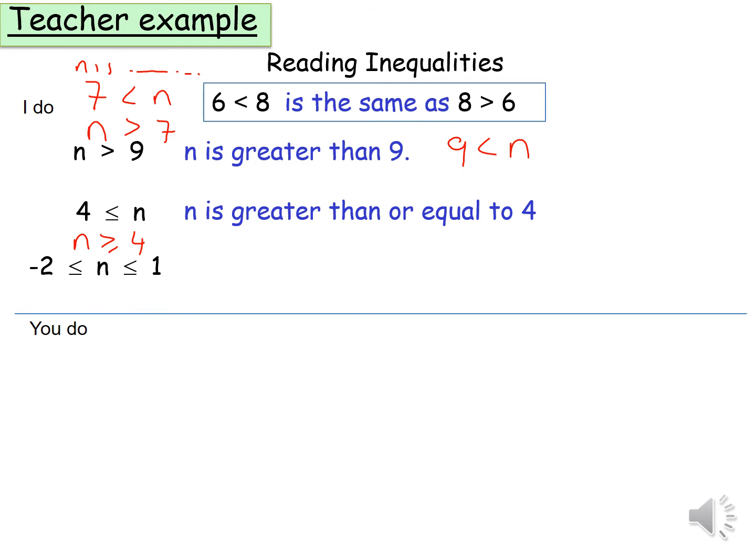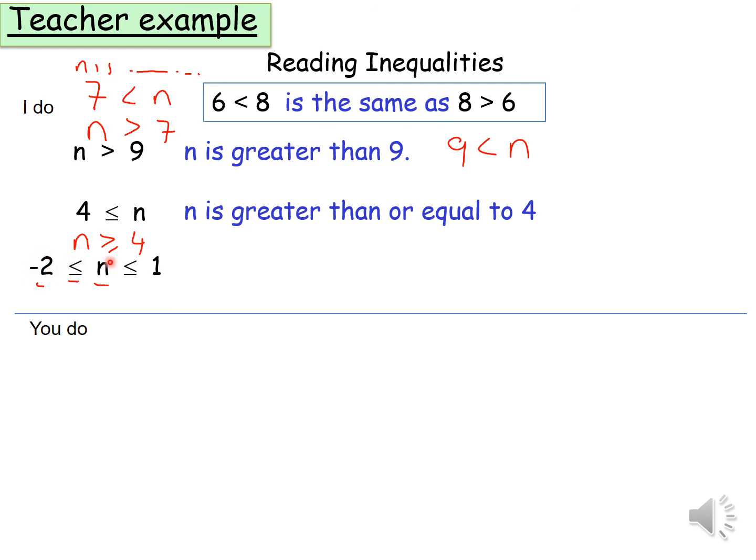And now, last one. Minus 2 is less than or equal to n, which is less than or equal to 1. So minus 2 is less than or equal to n, and n is less than or equal to 1. Now how would I write this out as a statement? Again, focusing on n, I need to get n as my main factor in this statement. So n is, how would I write that out? Now, minus 2 is less than or equal to n. So if I flip that one around, n is greater than or equal to minus 2.